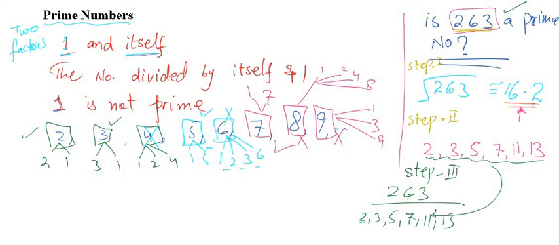So if we divide by 2, it's not possible. 3, check with this number, not possible. Again 5, not possible. 7, 263 divided by 7, no, not possible. 263 divided by 11, not possible. 263 divided by 13, not possible. So because 263 is not divisible by any of these prime numbers, we can say that yes, it is a prime number.